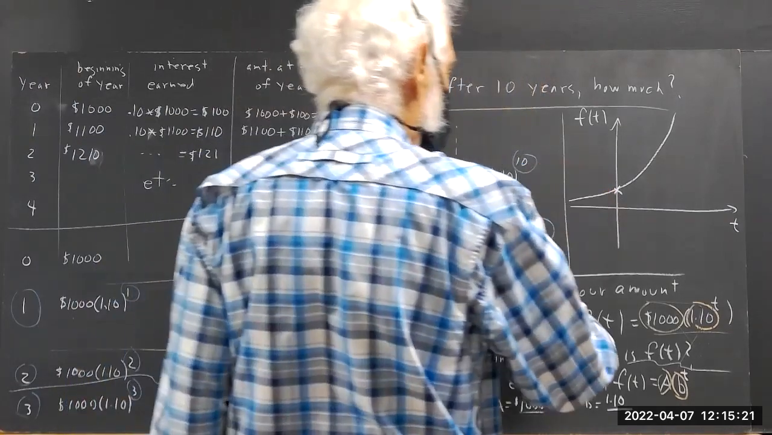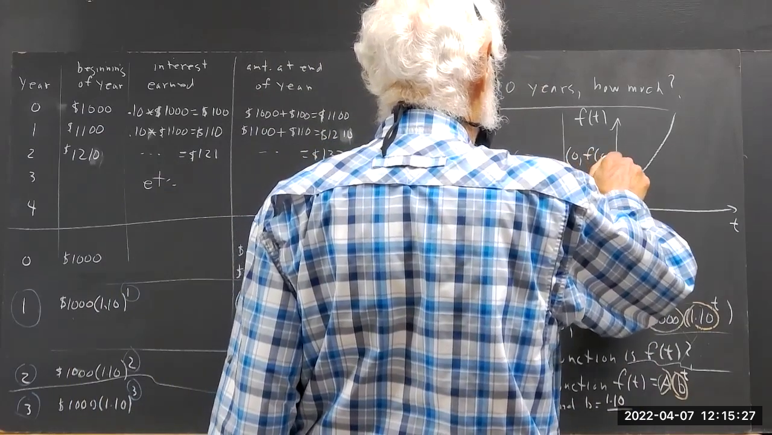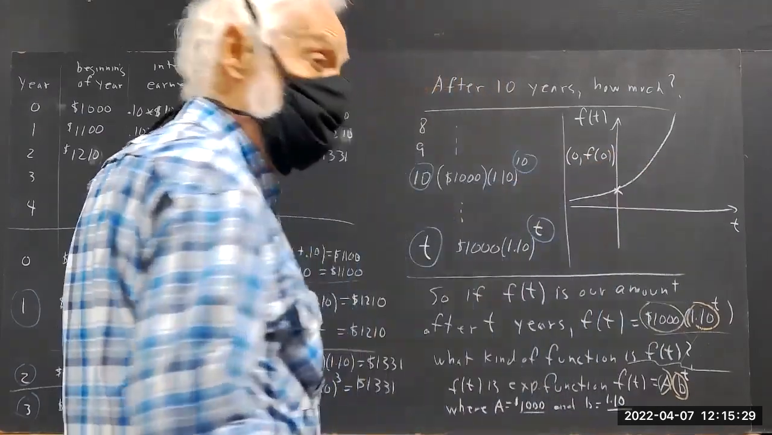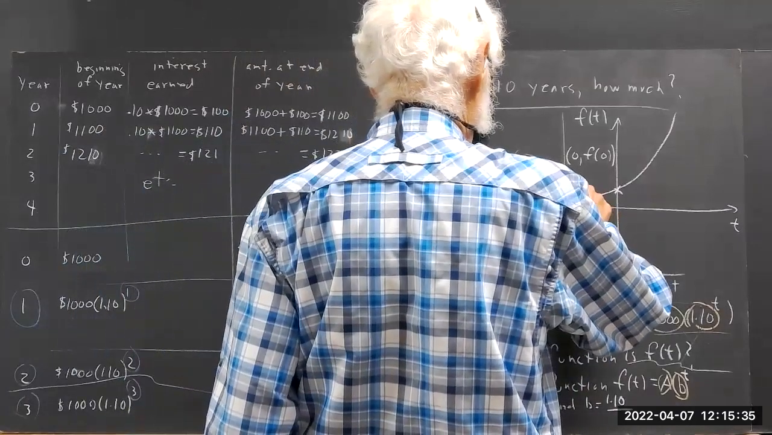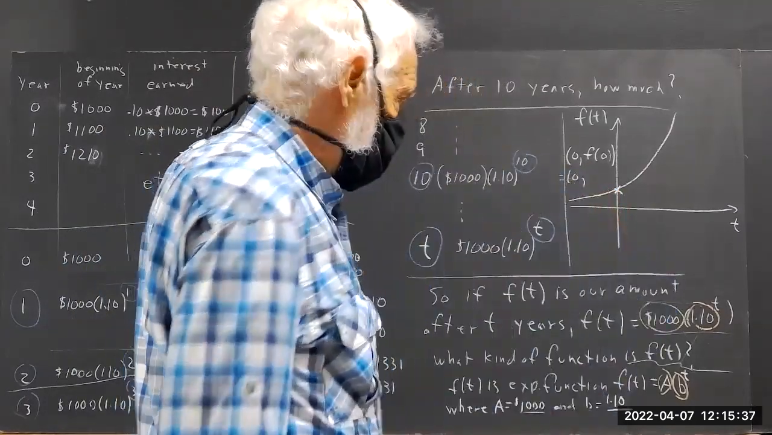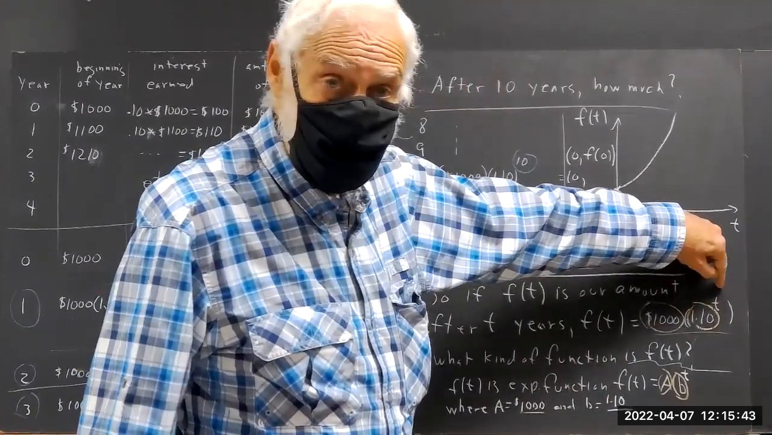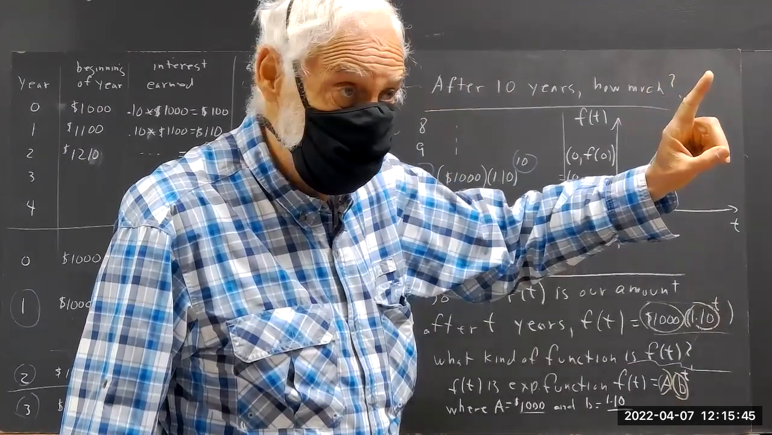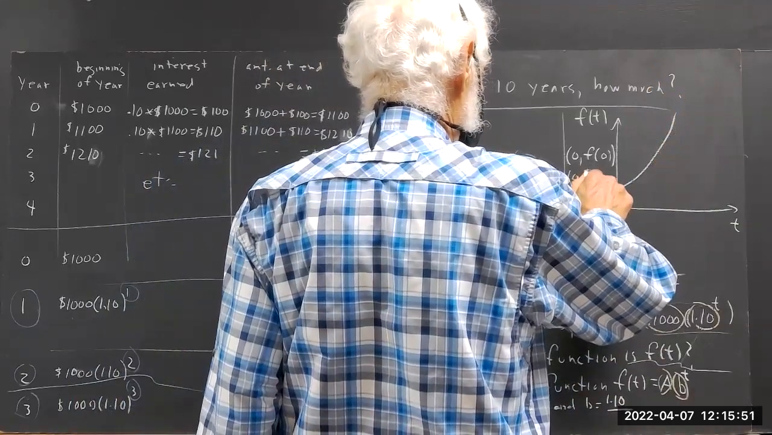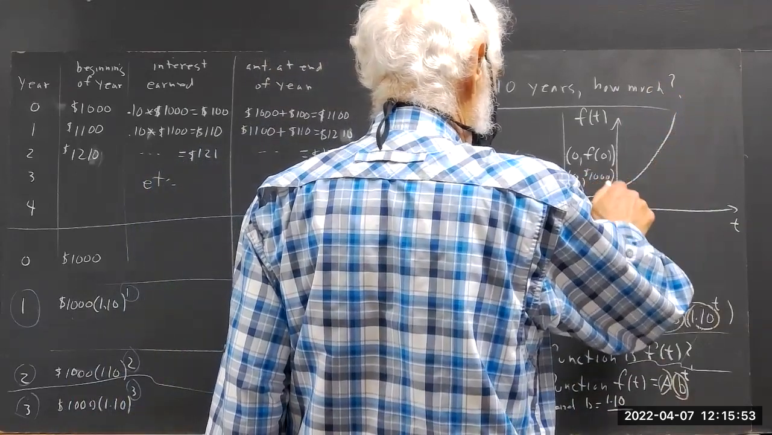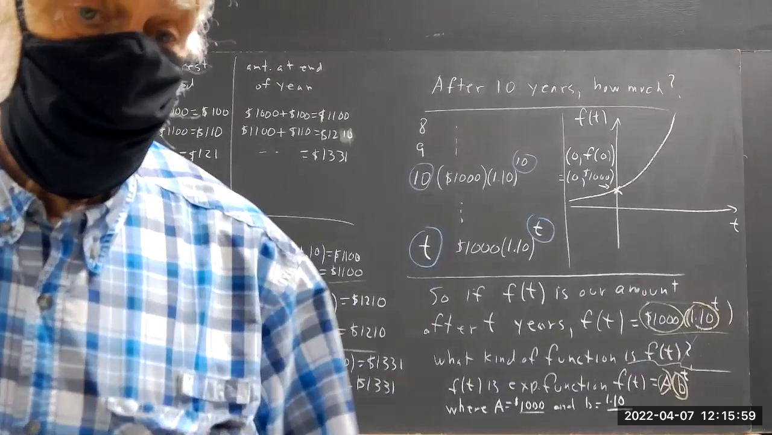Well, first of all, this point would be zero, F of 0. What's F of 0? Well, you plug in 0 for T. 1.10 to the 0 is what? 1. So you multiply 1 by 1,000. It's 1,000.